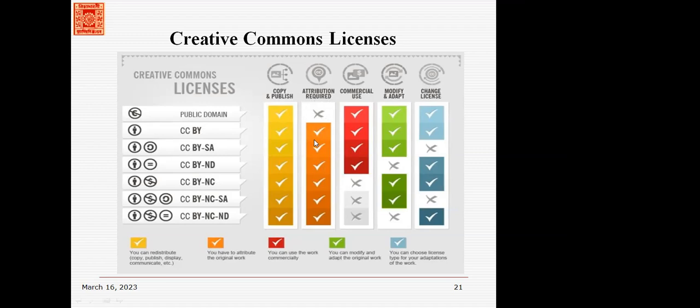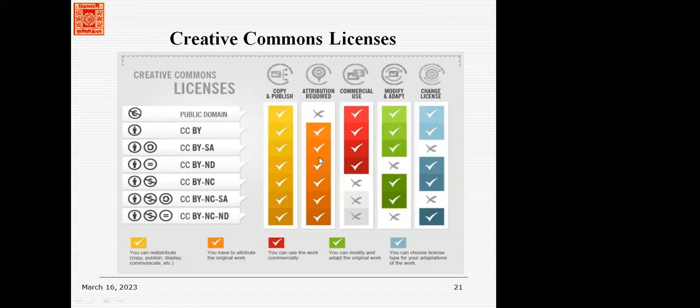One thing we need is attribution, that is, we have to give credit to the creator. In all cases, we need to give credit to the creator. We can commercially use the content, that is, publication. Also, we can modify the content and change the license. So CC BY is the most flexible. CC BY SA, ND, these are attribution, and SA means share alike. In CC BY SA, we can do everything except change the license.